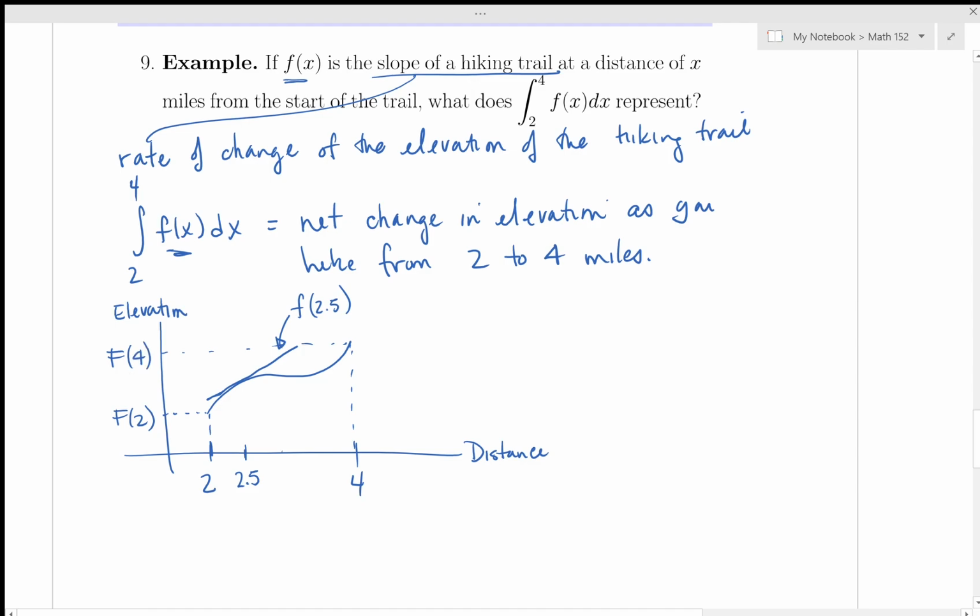And then the difference between those two, that is right here. That is f of 4 minus f of 2, and that's how much higher you are at mile 4 than you were at mile 2. Okay, so that is one illustration.